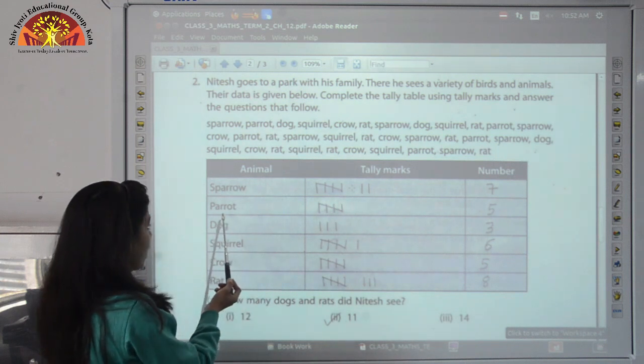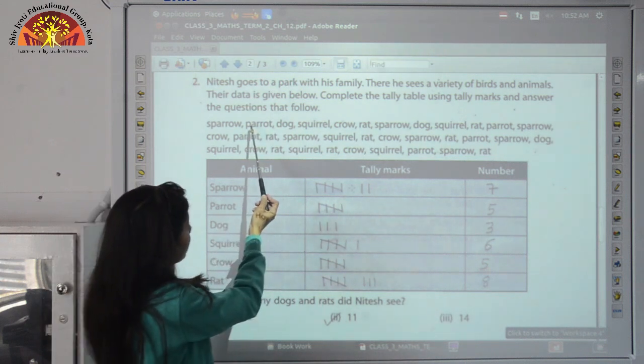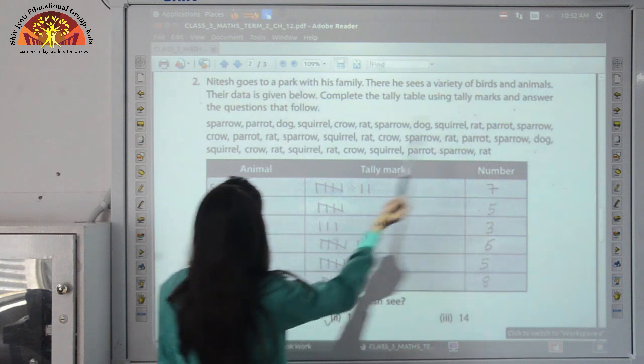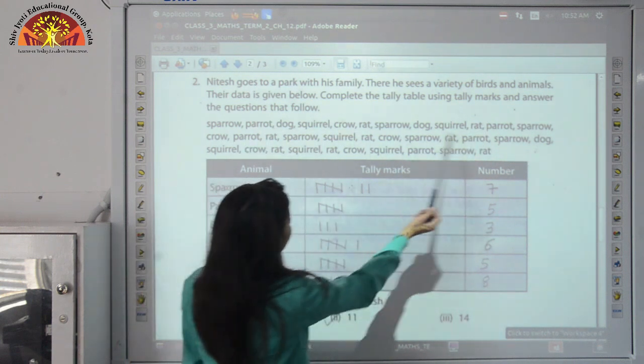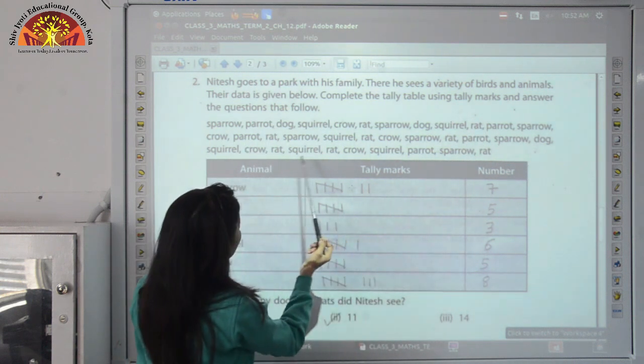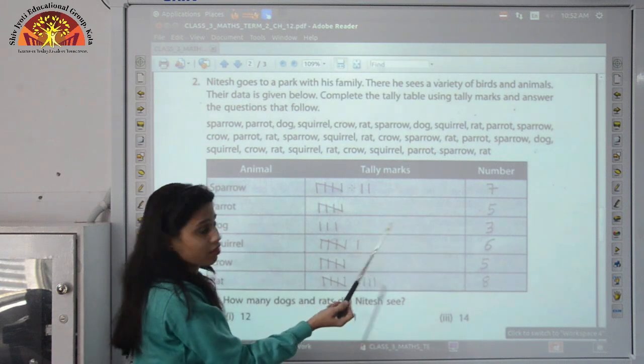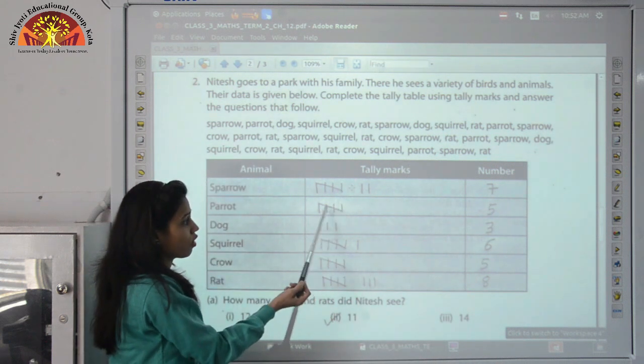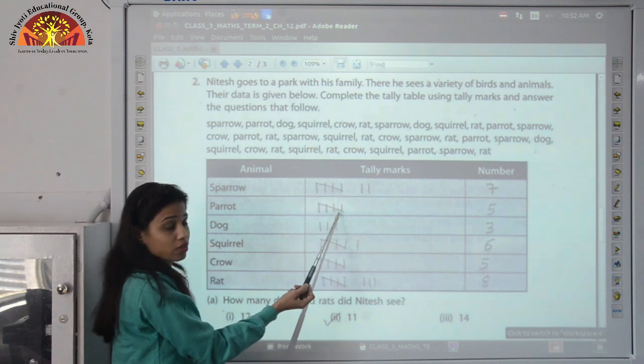Now coming to parrot, how many parrots are given? 1, 2, 3, 4 and 5. 5 parrots are given. So 4 vertical lines we will draw and for the 5th observation we are going to cross it.